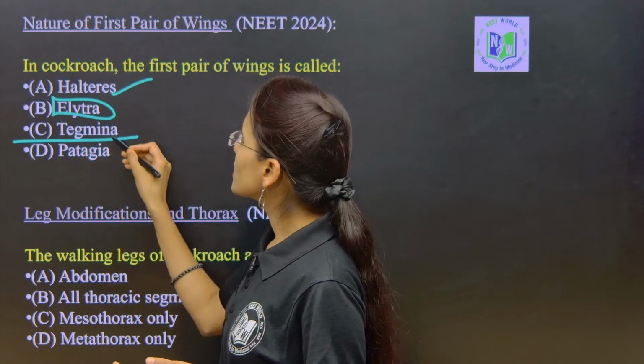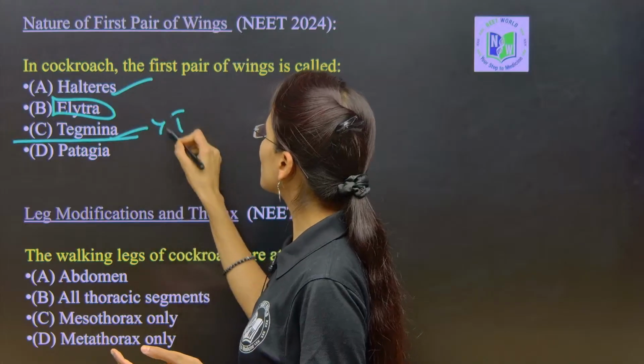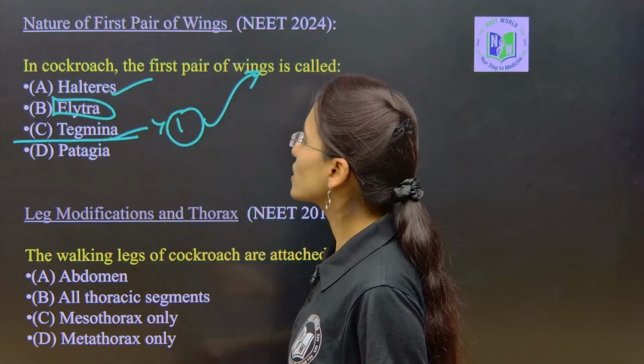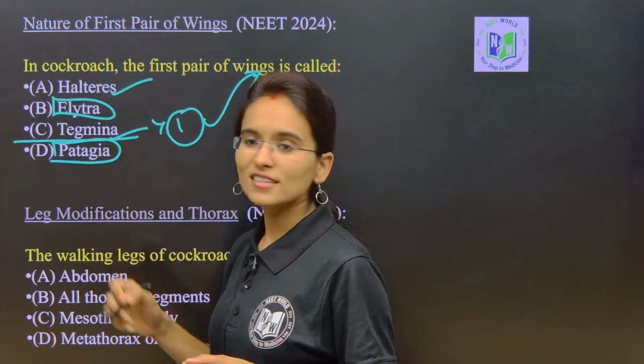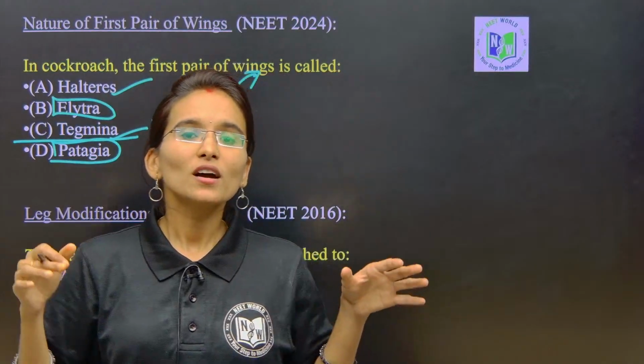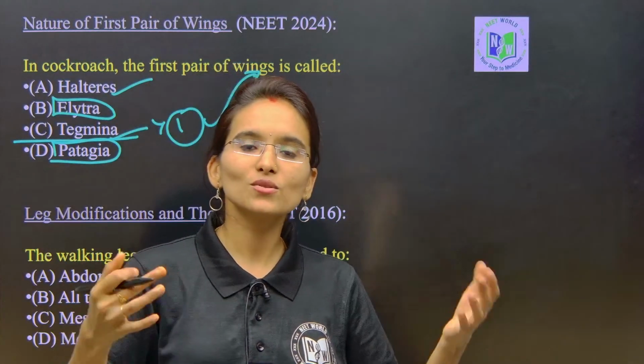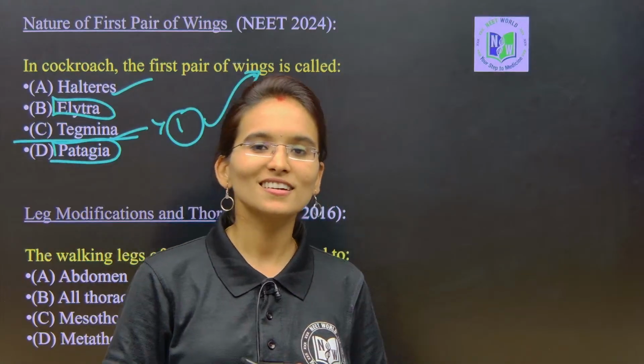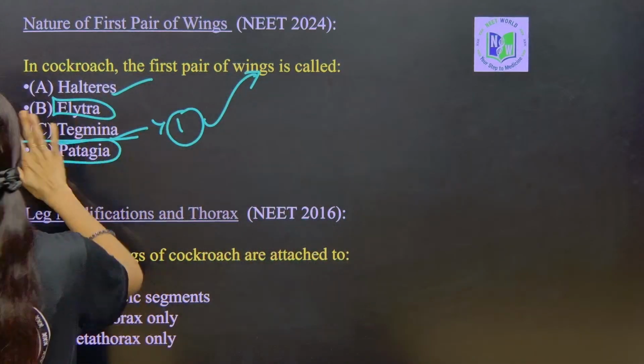Okay, next one, tegmina are the first pair of wings. Next, patagia, what is it actually, my dear students? These are the large extended wings, which we usually find in the bats, right? So clear with the first type of question?